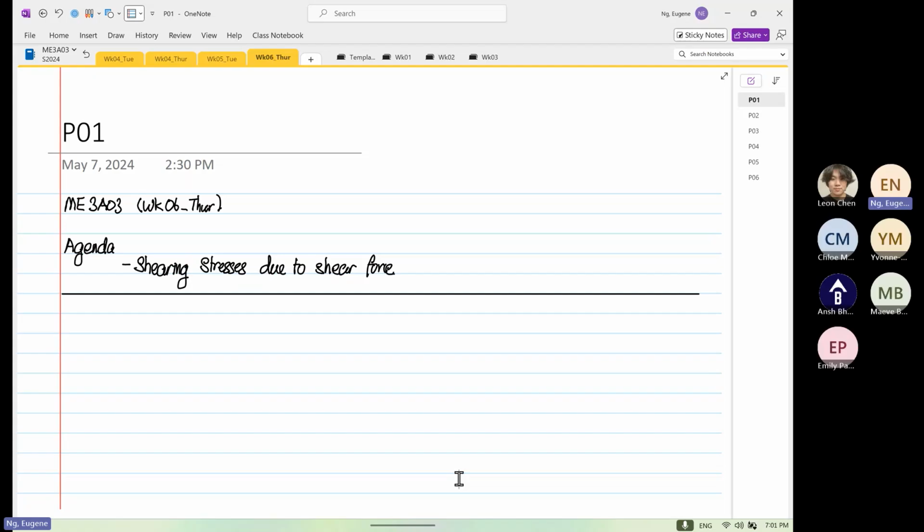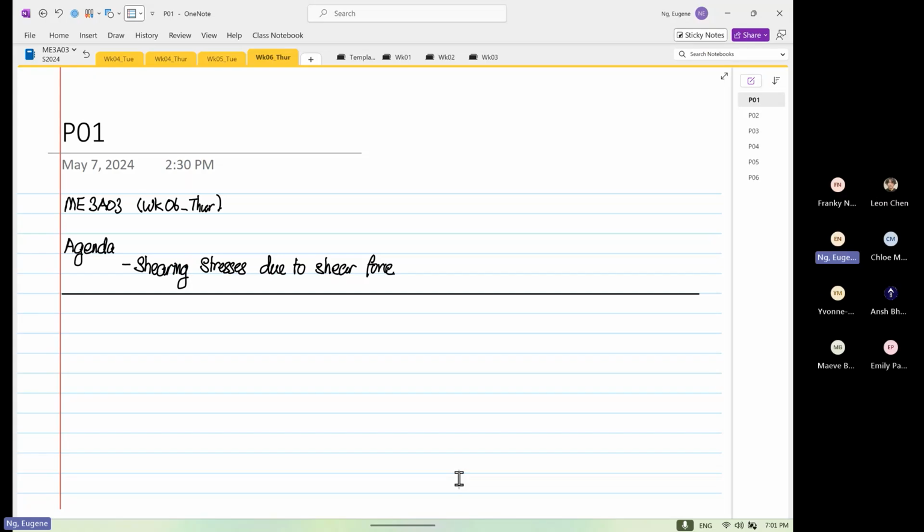So our agenda for today is shearing stress due to shear force.